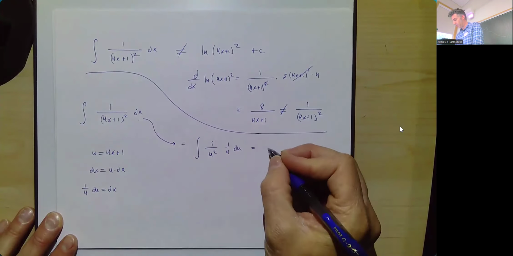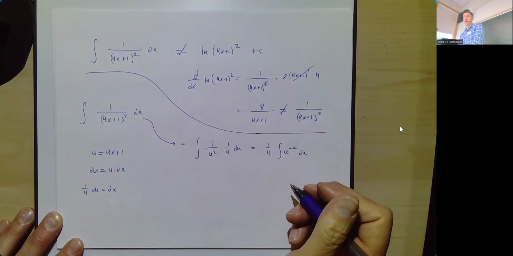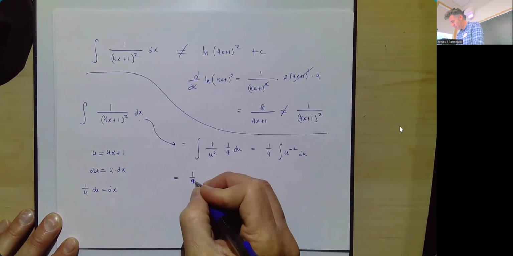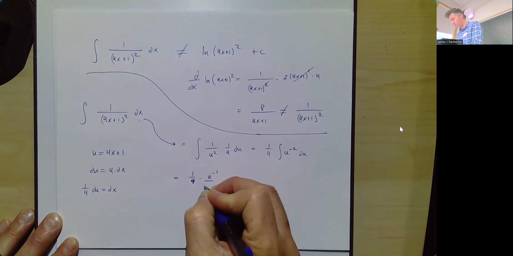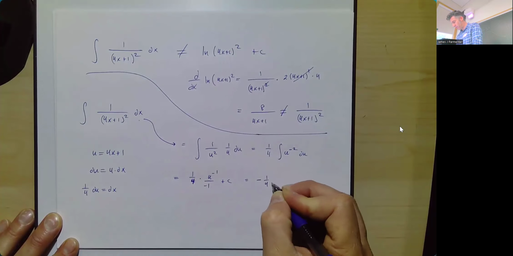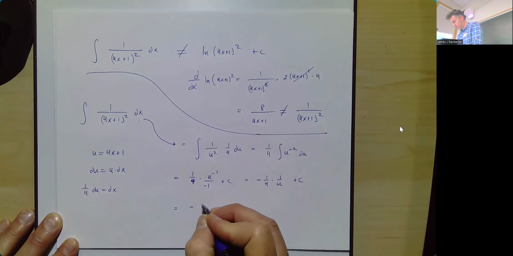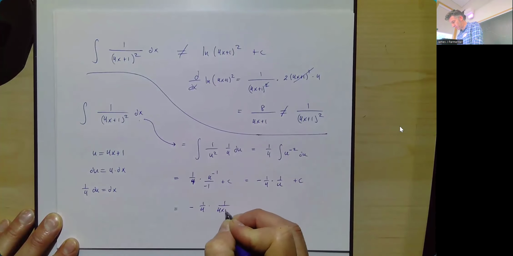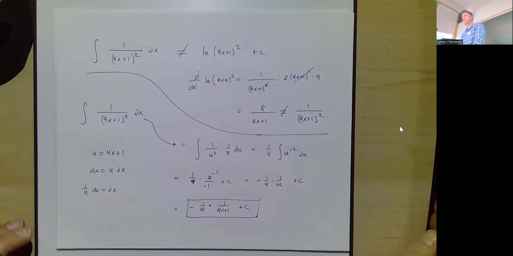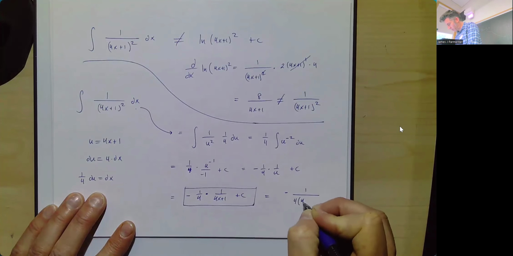I would choose to rewrite this as 1/4 times the integral of u to the -2nd. Then I can just use my anti-power rule and get 1/4 times u to the -1 divided by -1 plus c. I would rewrite this as -1/4 times 1 over u plus c, and then finally replace u with what it's equal to, which is 4x plus 1. I guess you could write that as -1 over 4 times (4x plus 1).